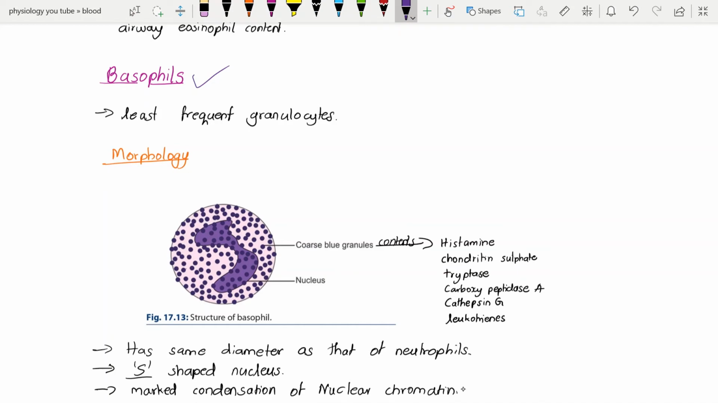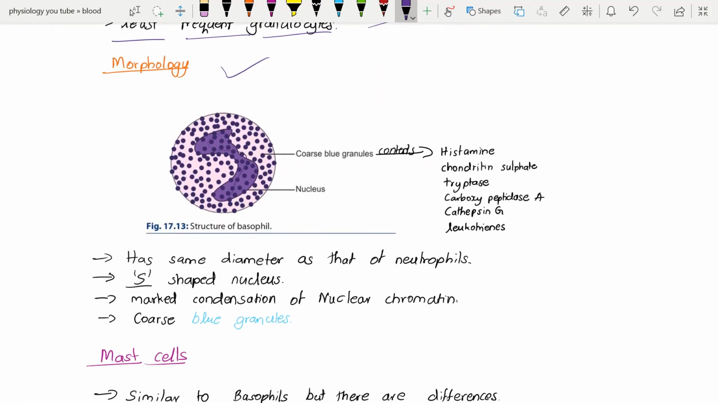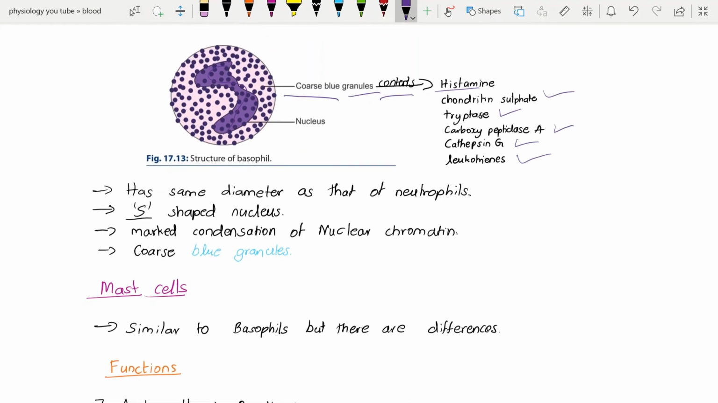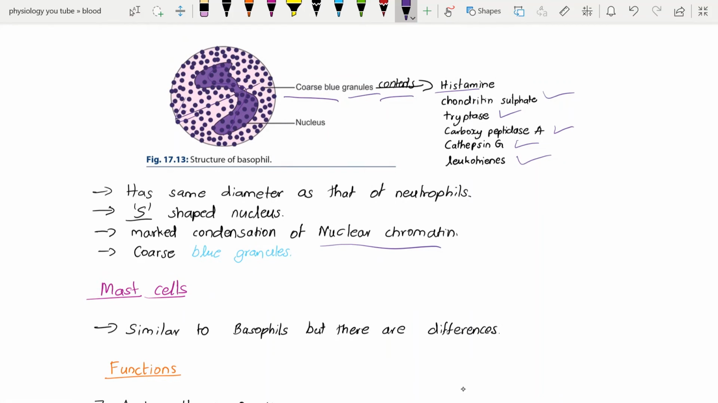Basophils. These are the least frequent granulocytes because we can't usually see basophils in the peripheral smear. Morphology: it has an S-shaped nucleus and coarse blue granules which contain histamine, chondroitin sulfate, tryptase, carboxypeptidase A, cathepsin G, and leukotrienes. And it also has marked condensation of the nuclear chromatin. You can see that it has the same diameter as that of the neutrophil.